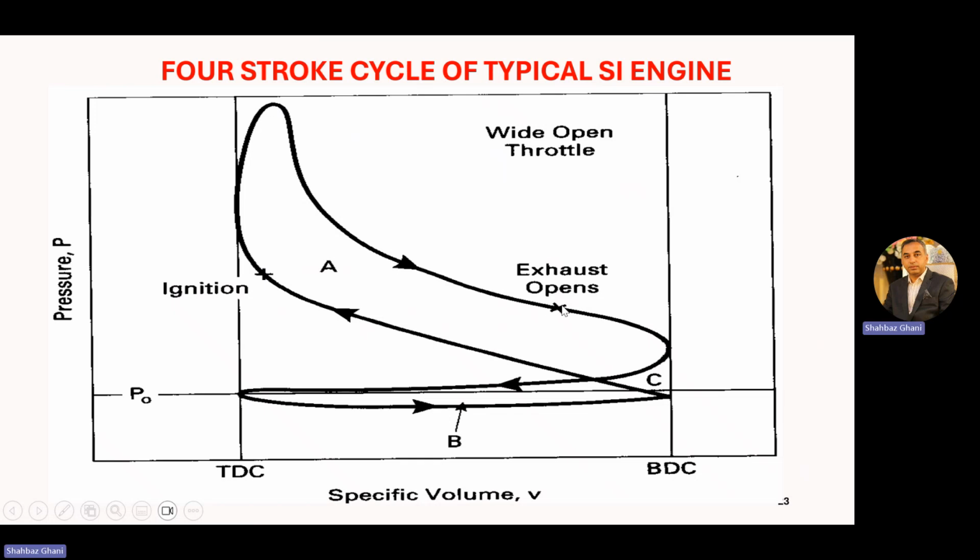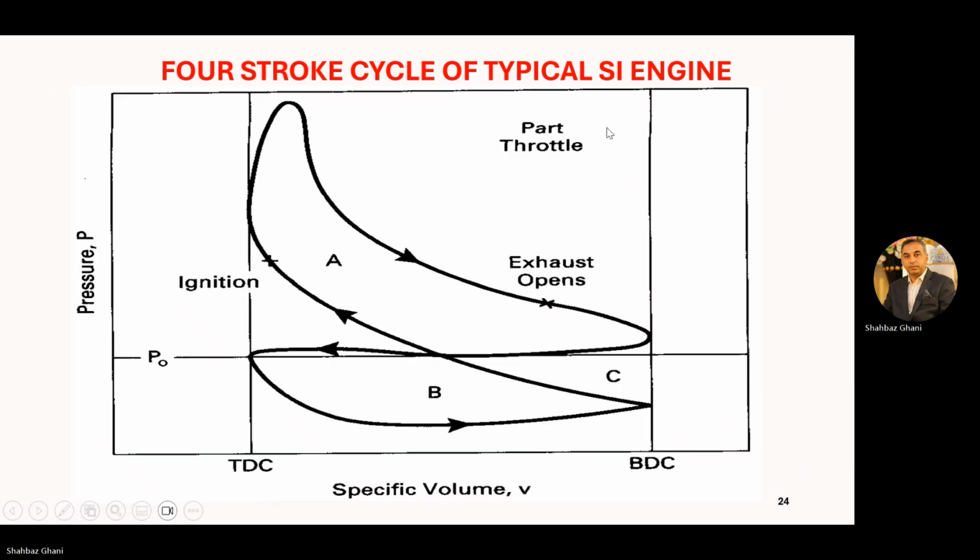Somewhere here, your exhaust valve opens and you have exhaust blowdown. Then the piston goes to BDC, your power stroke finishes, and then the piston moves back towards TDC and your exhaust stroke is completed. Remember this wide open throttle condition. These are the conditions we will be discussing later on. Now, when you have part open throttle, the graph will look like this. The curves A section, B section, and C section will be like this.